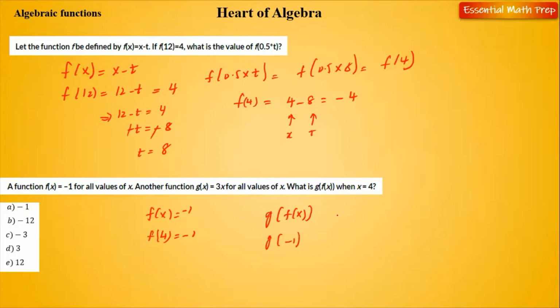Because f of x is negative 1, f of 4 is negative 1, irrespective of what it is. So we know g of x equals 3x. So g of negative 1 would be 3 times negative 1 equals negative 3. That's it.